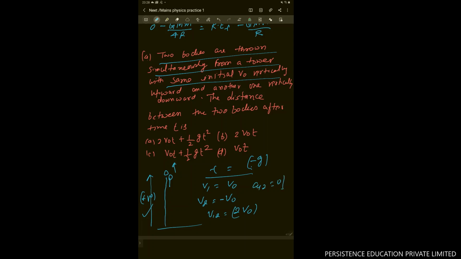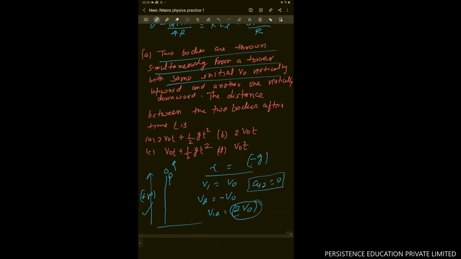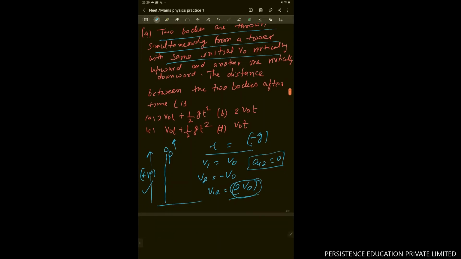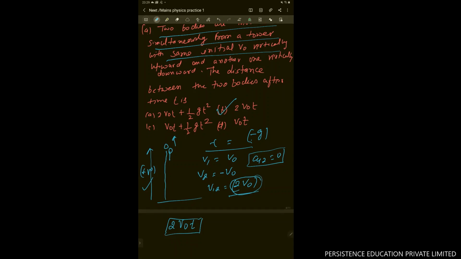Whatever the question, if it is a question of relative distance, then it is a simple case of uniform velocity. So the question has now been reduced to: an object is traveling with velocity 2v naught for time t. What will be its displacement? Its displacement will be 2v naught t. So you can tick this choice.